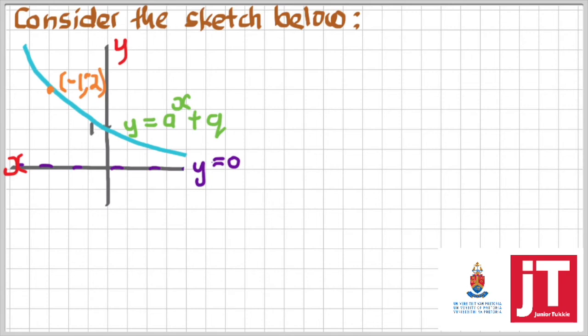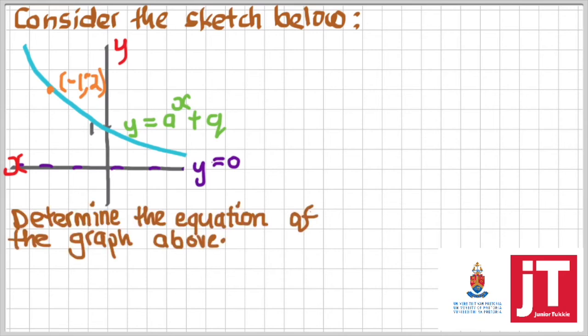So we want to consider that sketch. Immediately you recognize that's an exponential function based on the form that is given, y is equal to a to the power x plus q. You know from theory again that your q value is actually equivalent to the horizontal asymptote, which is 0. So we are required to determine the equation of the graph above. To kickstart, we know that our q value, without a doubt, is equal to 0.